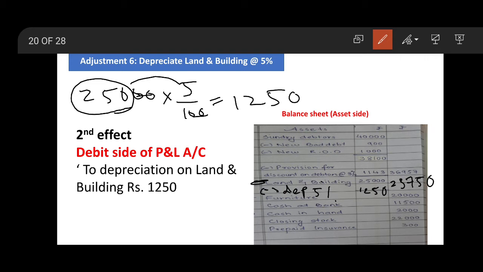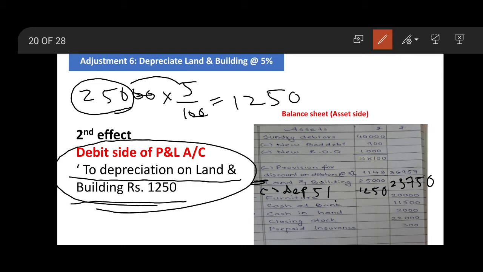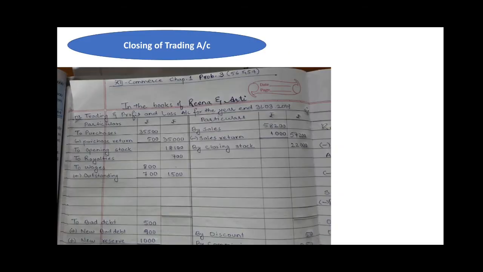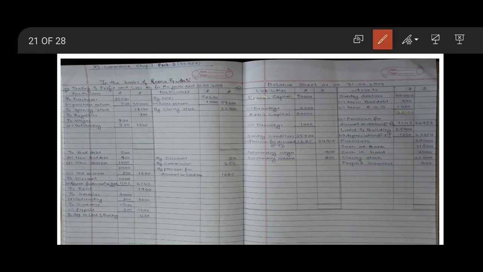23,750. And the next effect goes to the debit side of profit and loss account, writing to depreciation on land and building 1250. Here you can see land and building on the asset side, the amount was written, we have deducted the depreciation 5% and the amount is outside. The next effect is depreciation on land and building 1250.